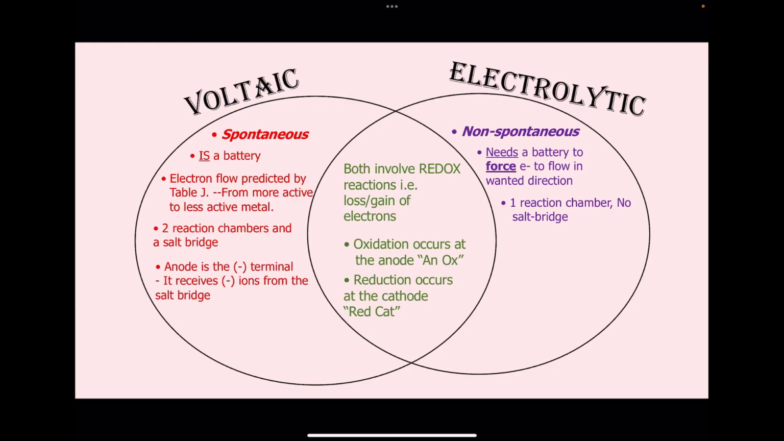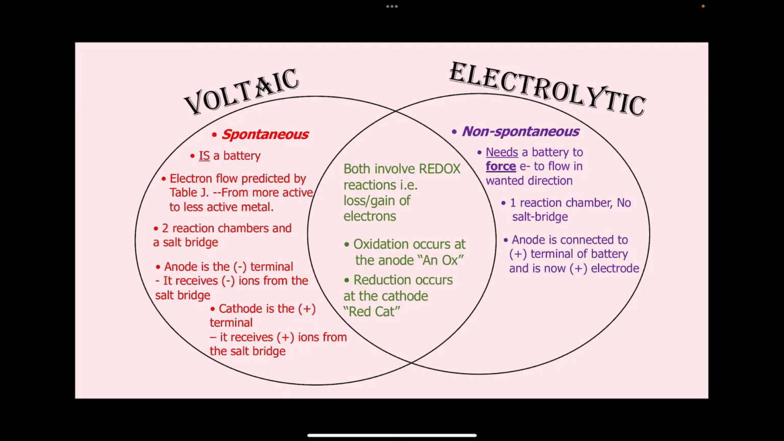So in case of voltaic cell, the anode is negative because it receives negative ions from the salt bridge, and the cathode is positive because it receives positive ions from the salt bridge. Comparatively, in electrolytic cell, the anode is positive because it's connected to the positive side of the battery, and then the cathode is negative because it's connected to the negative side of the battery.